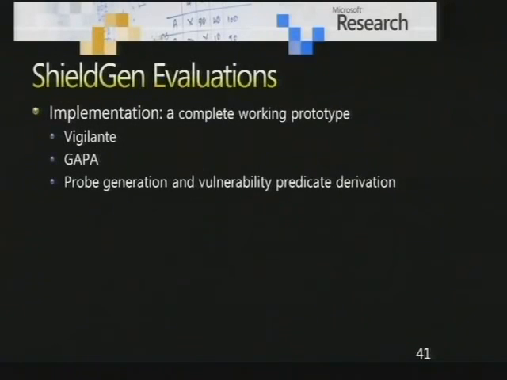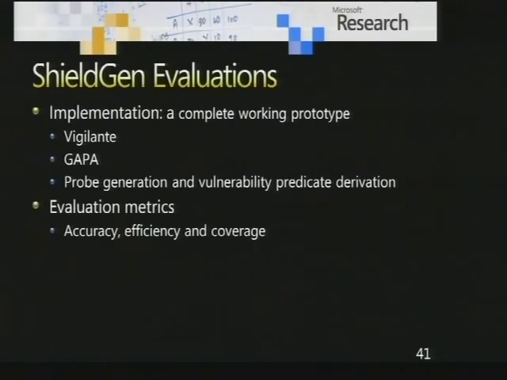But in our evaluation, we didn't observe any false positives by doing some sampling. So we implemented a prototype of Shieldgen based on Vigilante and GAPA, and we implemented a standalone component to do the probe generation and the vulnerability predicate derivation. We evaluated Shieldgen based on three metrics: accuracy, efficiency, and coverage.